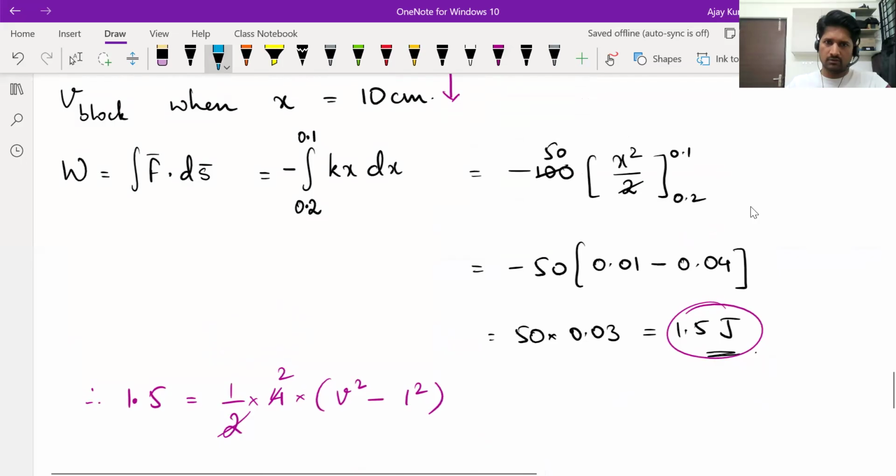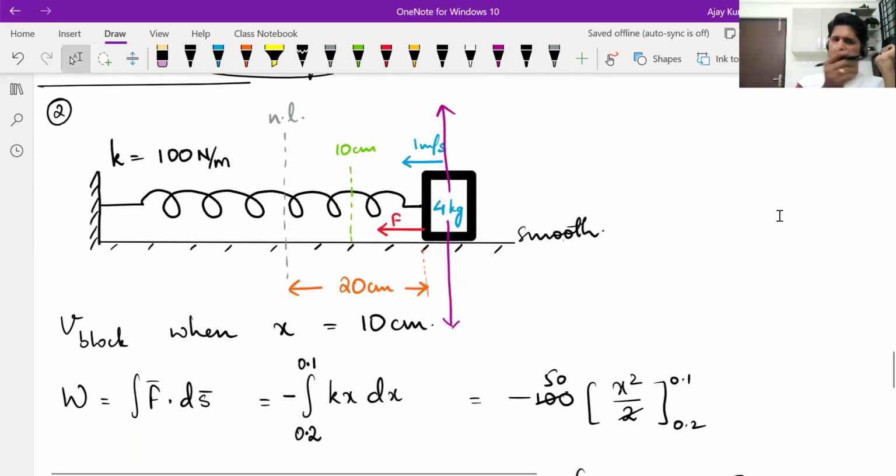Limits you substituted wrong. Yes, sir. I also did not take the minus sign. Minus anyway, doesn't matter. You may get a negative answer, but you know work done is going to be positive here because force and displacement were in the same direction. So you can ignore the minus in your answer. But that limits visualization should be done.